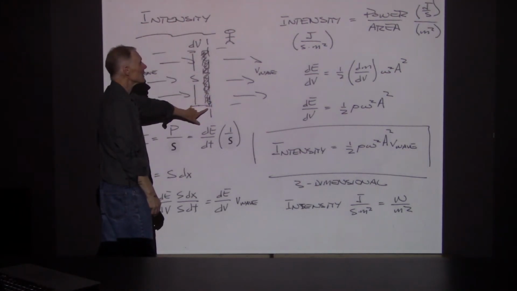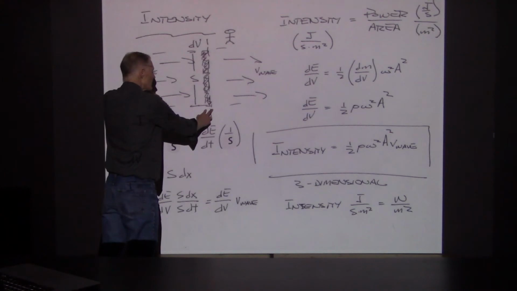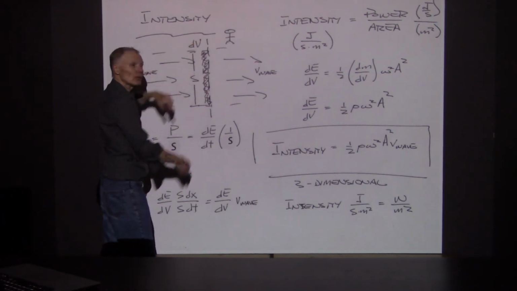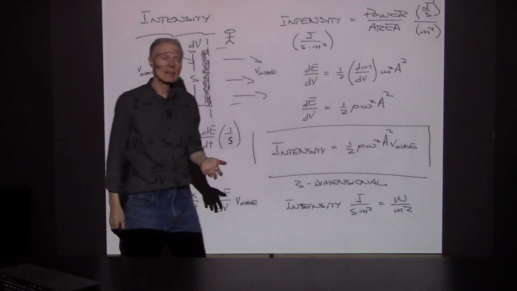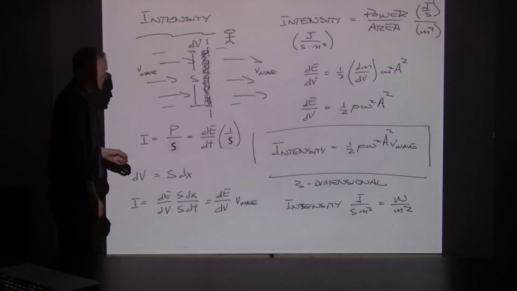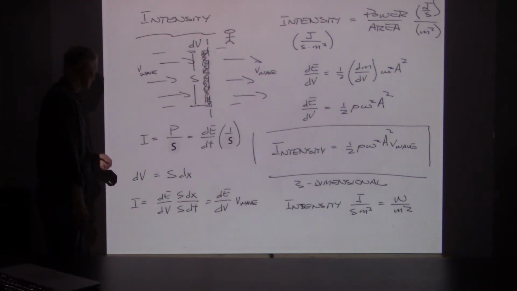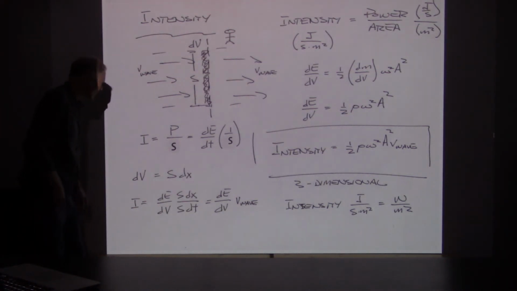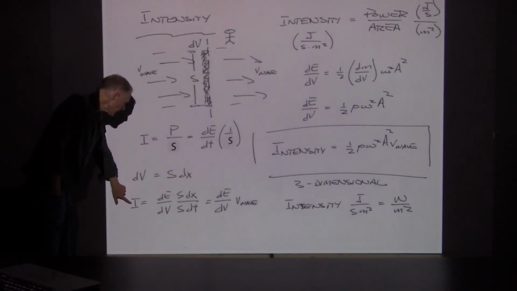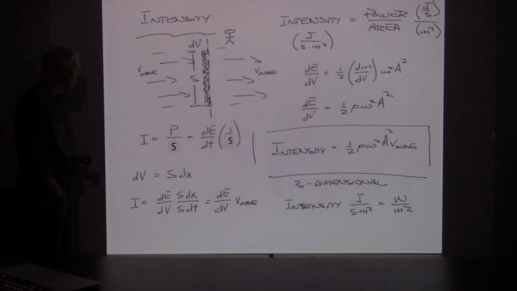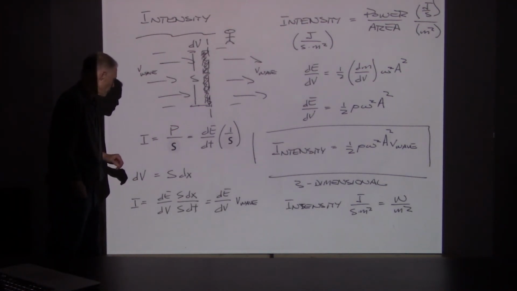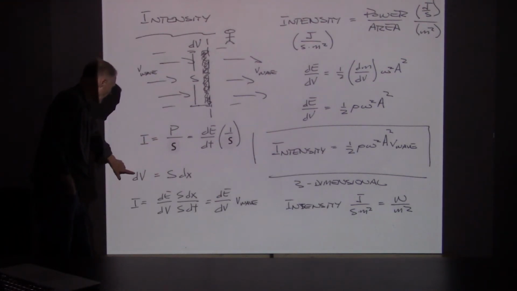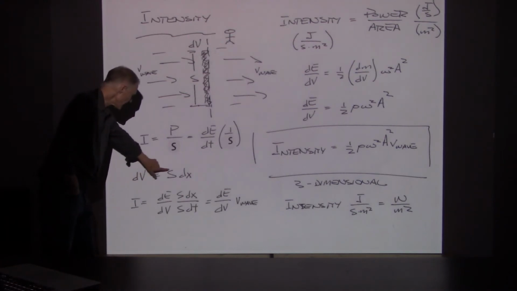So that much volume, it's dx in this direction. Ooh, I need to write dx in there. So it's dx in this direction, like it was before, but now there's a cross-sectional area that needs to get included. So this is the cross-sectional area times dx. And then when we go to calculate intensity, we'll use the same trick as before. This time, what we'll do is take the volume, dV, is S times dx.